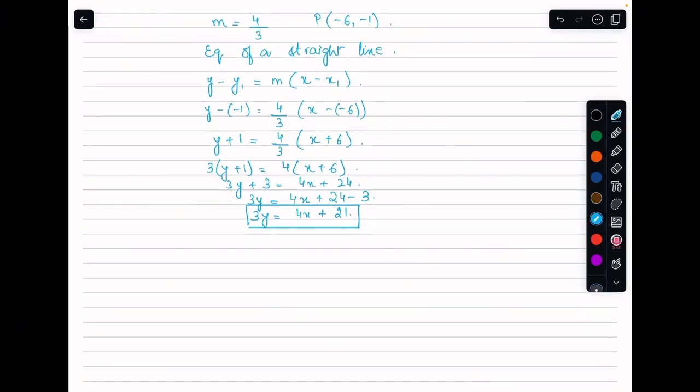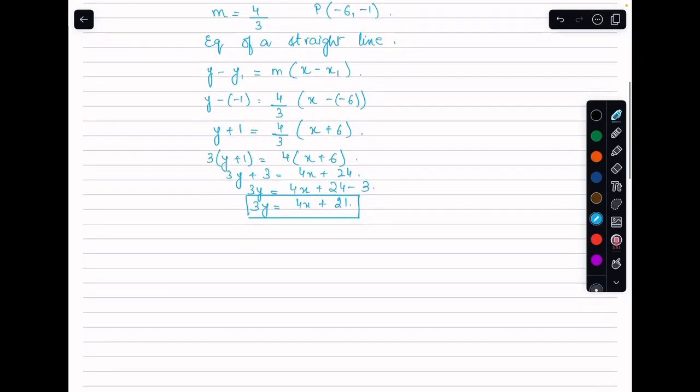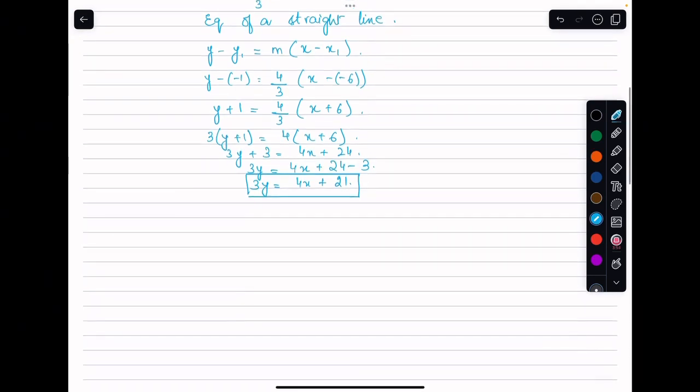which is very much accepted in the O-level or A-level examination. But if you want to bring it to the form y equals mx plus c, then just take the 3 to the other side so that it becomes y equals 4 by 3 x plus 21 by 3. And here we have it in the form y equals mx plus c, so that your m is 4 by 3 and your y-intercept becomes 7. So both the forms are representing the straight line equation here, and both the forms are considered correct.